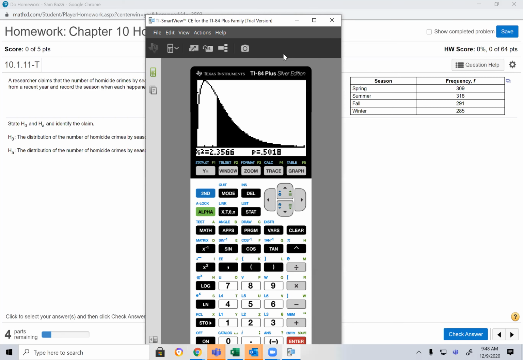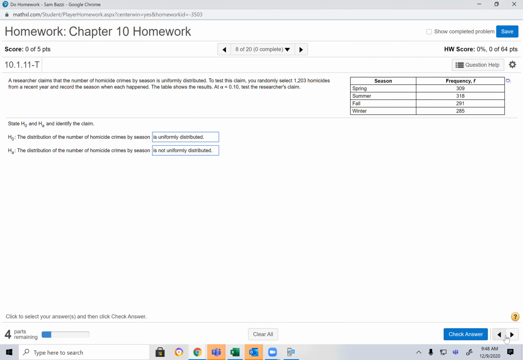So this is how you work with uniformly distributed claims. Any questions here? Questions? All right.